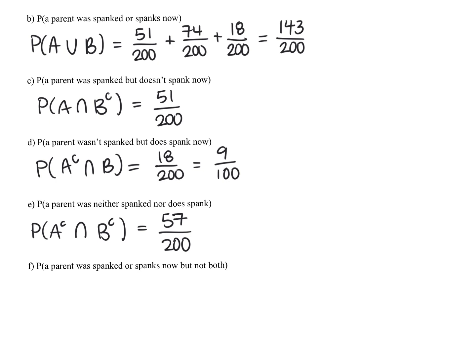The last thing that we're going to do on this problem is determine mutually exclusive in terms of a Venn diagram. So F says the probability a parent was spanked or spanks now, but not both. So this is basically asking if our events are mutually exclusive. So the way that looks, that's basically saying the probability of A or B.